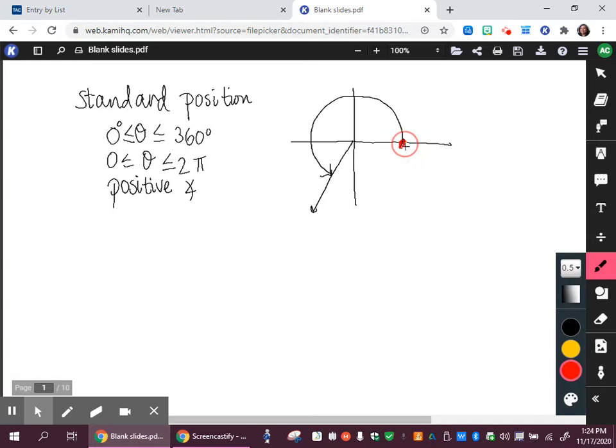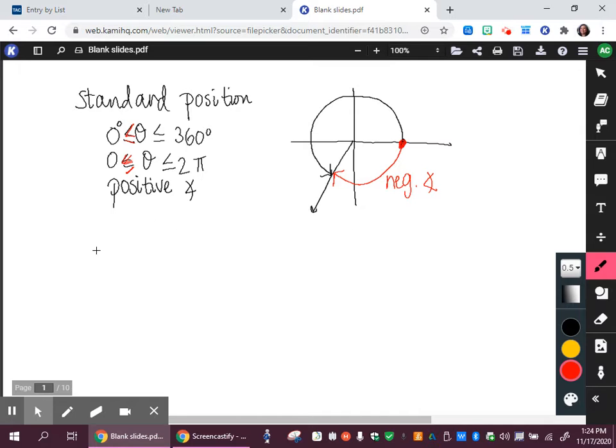Now, if I started at the positive x and this time went this direction, that's a negative angle hitting the same terminal side, and that is not in standard position. One, because it's a negative angle, and two, because it's actually less than 0. And remember, for it to be in standard position, it's got to be greater than or equal to 0. Okay, so that's standard position.